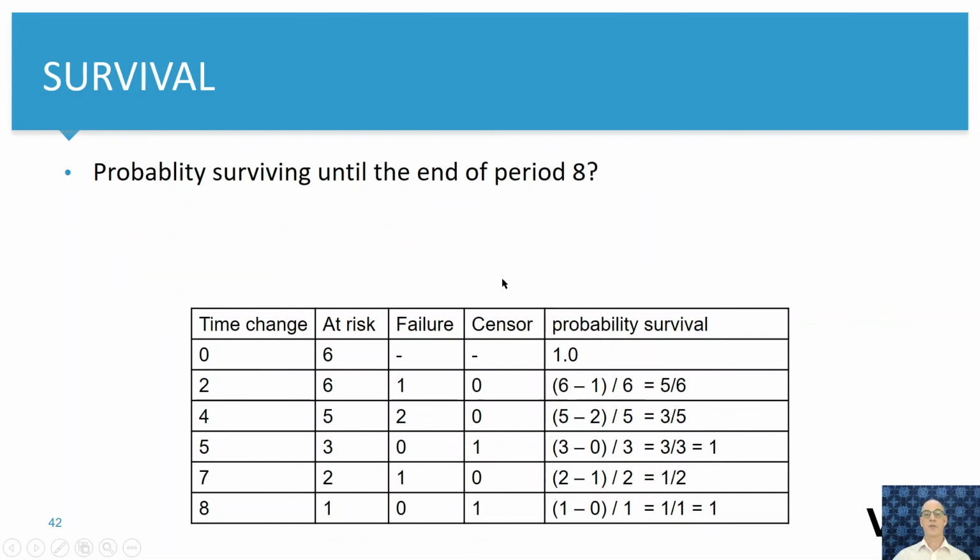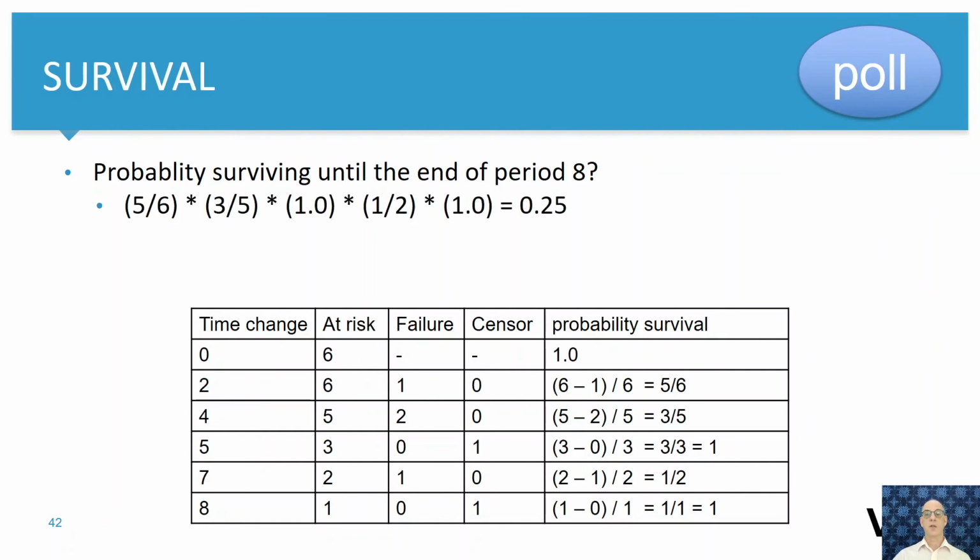Similarly, the probability of survival until the end of my study, the end of period 8, is multiplying all these probabilities for each time period. So 5/6, 3/5, the period that everybody survived, and in the end we come to 0.25. 25% of the cohort survived, had no outcome, by the end of the study.